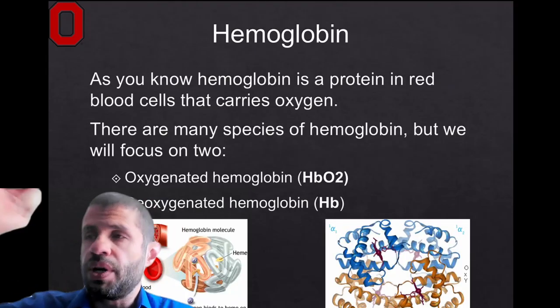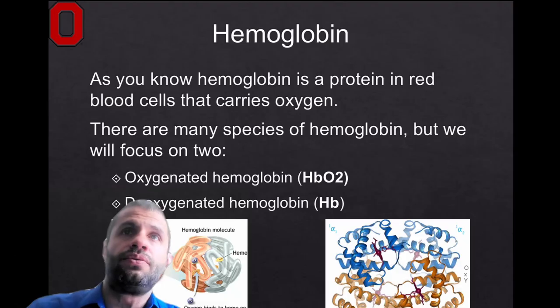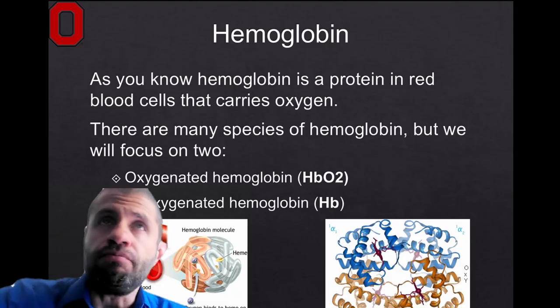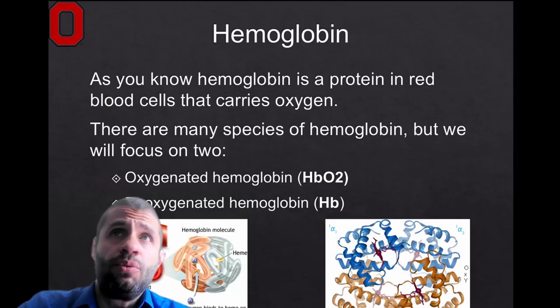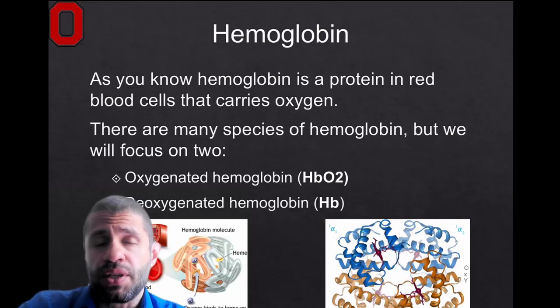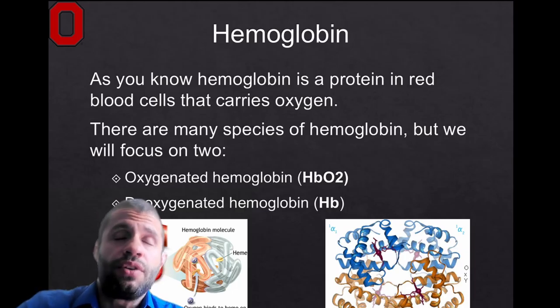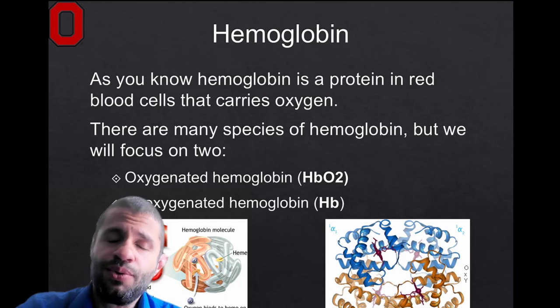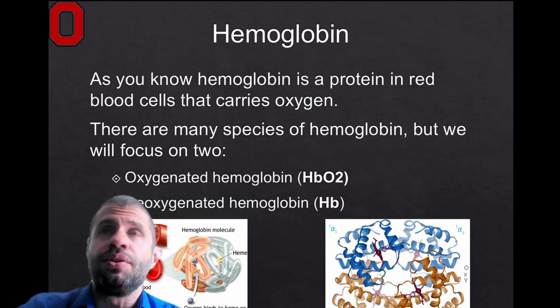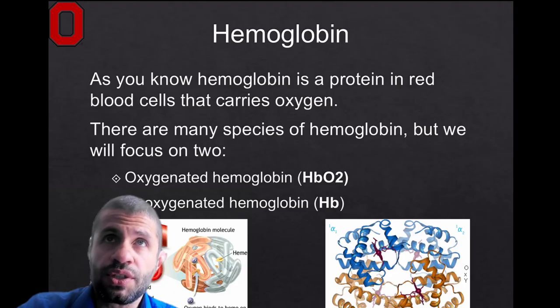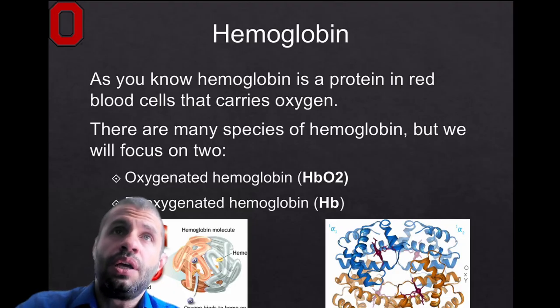So a little bit of background in the biology of how this works. It may or may not be, hopefully is not, an introduction to the fact that hemoglobin is a protein in red blood cells that carries oxygen. And there are a lot of species of hemoglobin and you all will know the biochemistry way better than I would ever do. But the ones that are the main focus when it comes to pulse oximetry are two: the oxygenated hemoglobin, HbO2, and then deoxygenated hemoglobin, Hb.